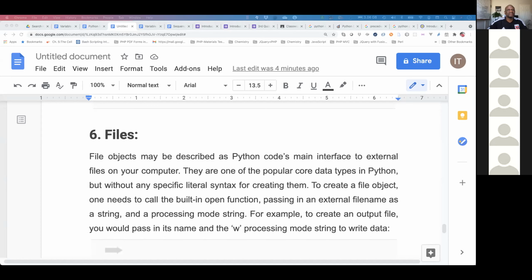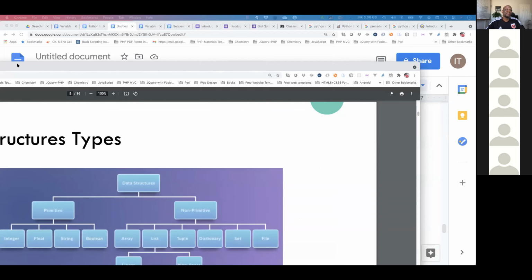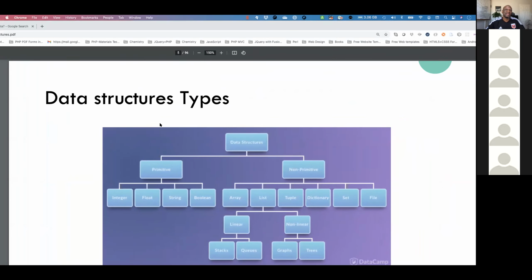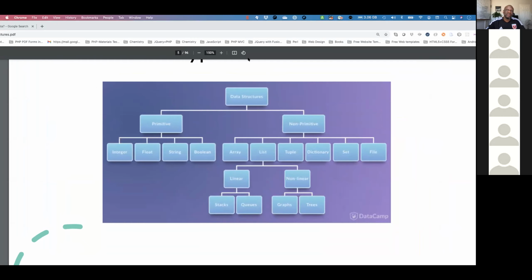So files, okay? Before we go into files, let me introduce a diagram here so you can see the data types. Here we talk of the data structures, the primitive and the non-primitive. Remember we talked of the numbers, the integer, the float, okay? And then the string, and then the boolean. These ones here are primitive. These are the basic building blocks which help us build the non-primitive data types.